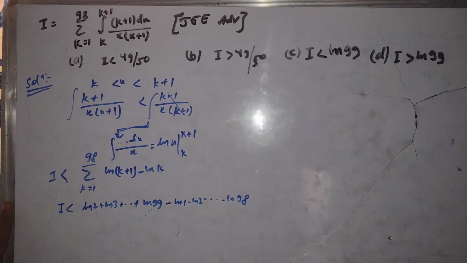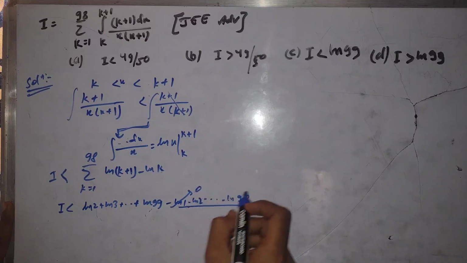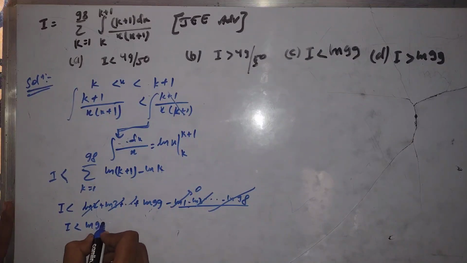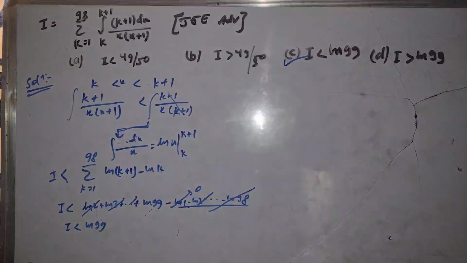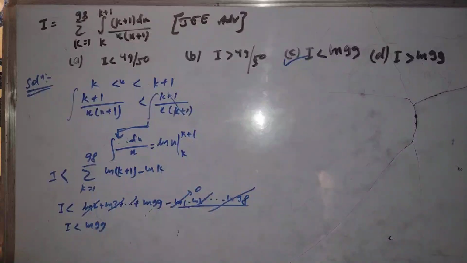So this all cancels here, and what we are left with is just ln 99. So I is less than ln 99. When I was solving this, I got this first option right, and this is option number C. But we have to find a relation between these two, whether I is greater than this or lesser than this. So we'll solve it.